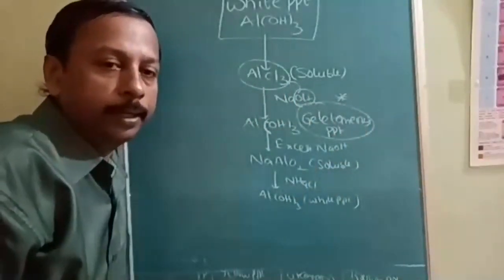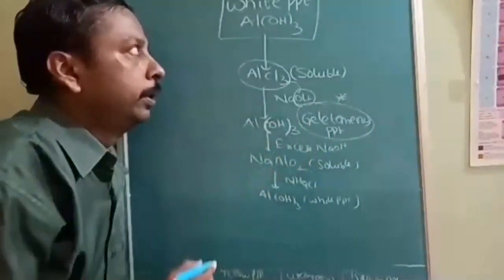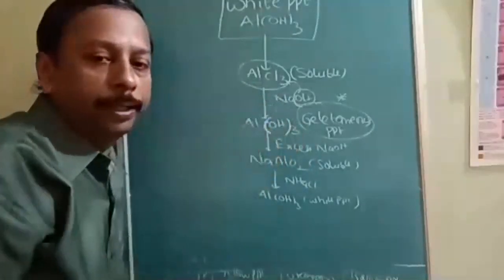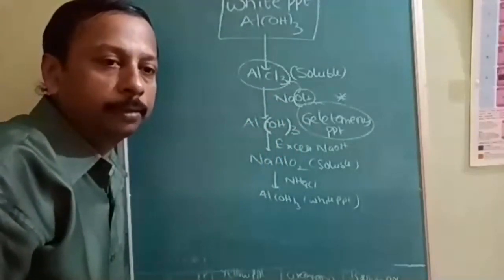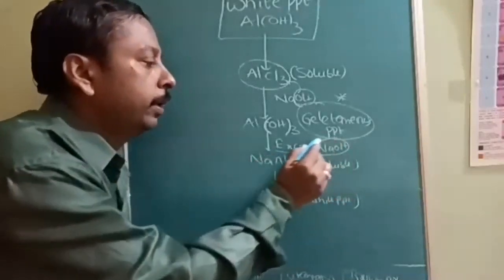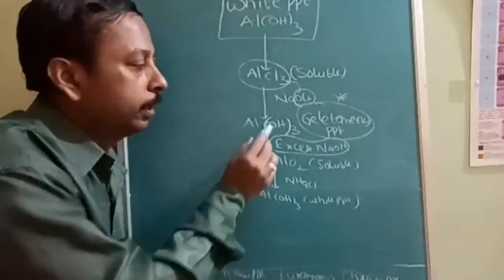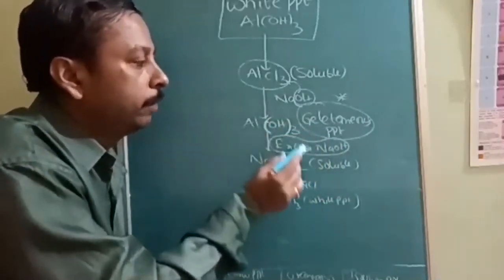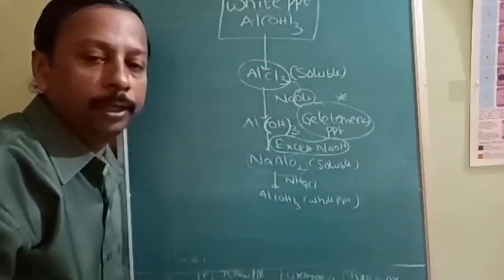Whenever you get a gelatinous precipitate, you should remember it is aluminium hydroxide. When aluminium chloride is treated with NaOH, the gelatinous precipitate formed shows the presence of Al(OH)3. But when it is treated with excess NaOH, the precipitate that is already there, if you add some more NaOH, will become soluble because of NaAlO2, sodium aluminate.